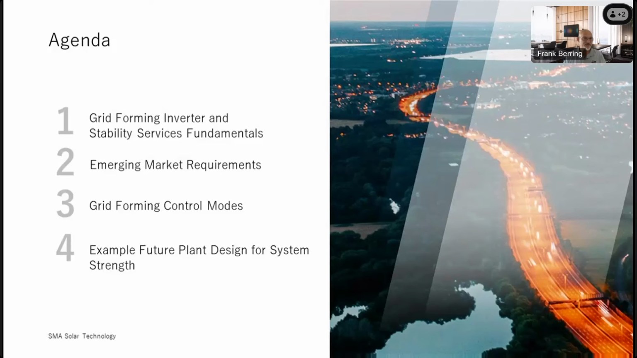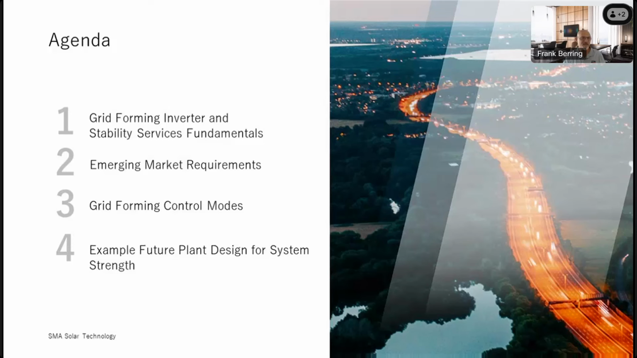So with no further ado, this is what we're going to cover today. I will talk about some fundamentals that might be just a refresher for many of you on the line. Maybe it's new to some. We'll talk about what are the fundamentals of grid forming inverters and stability services. We'll talk a little bit about the emerging market requirements. These are not per se requirements yet, but they are announced adoption intentions from a couple of the ISOs.